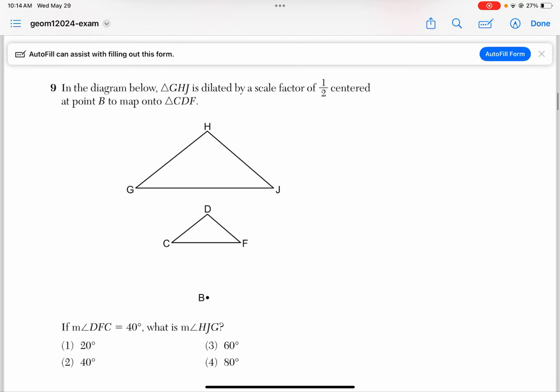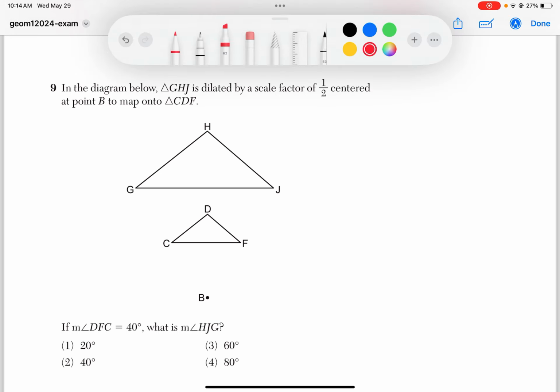Number 9, I dilate a triangle by a scale factor of 1/2. And I map it onto angle CDF, right? If I got from one to the other using a scale factor, kind of similar to the last problem, then they are similar, right? Rotations, reflections, translations, they keep triangles congruent. If I dilate, the triangles are no longer congruent, but they are similar, and similar triangles have all congruent angles.